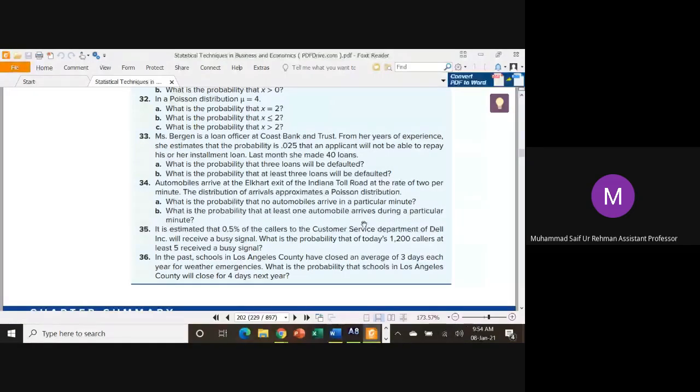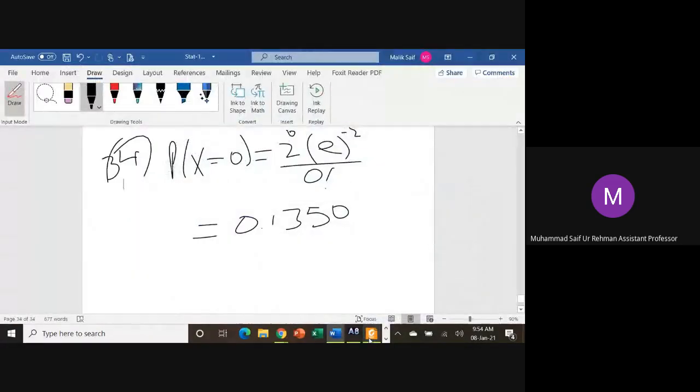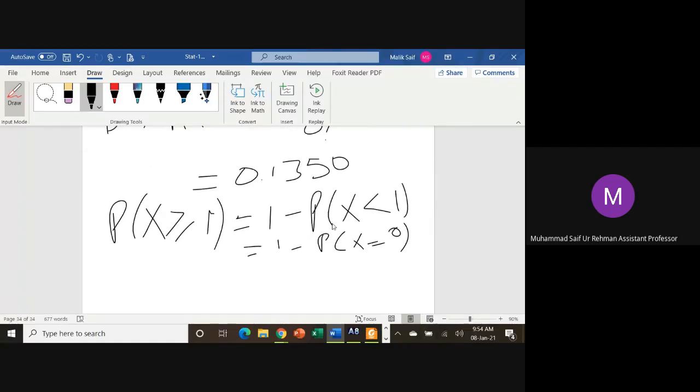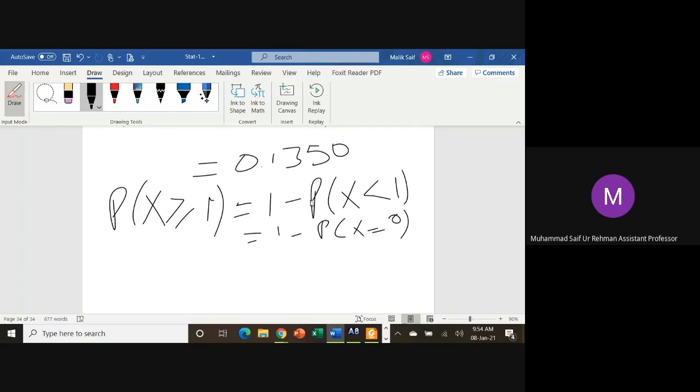Similarly, if you see the next question, what is the probability that at least one automobile arrives during a particular minute? In this case, how will you solve it? At least one automobile, so probability of X greater than or equal to 1. You will use the complement rule, probability of X less than 1, which is 1 minus probability of X is equal to 0. Whatever you calculated in the first part, you will simply substitute the value over here and you will have the answer. So 1 minus 0.1353. What is the answer?